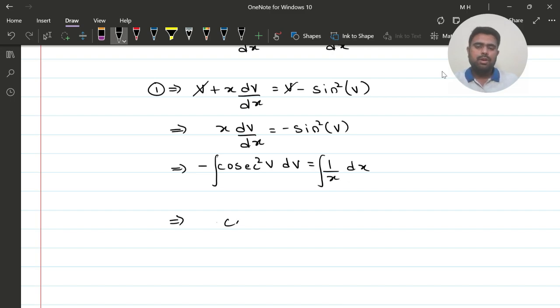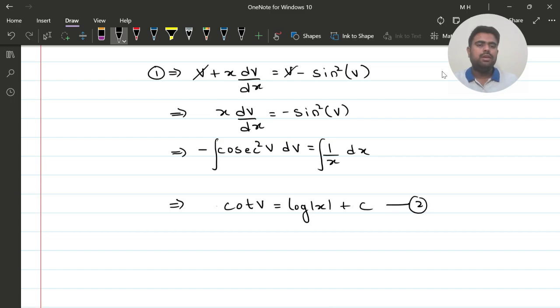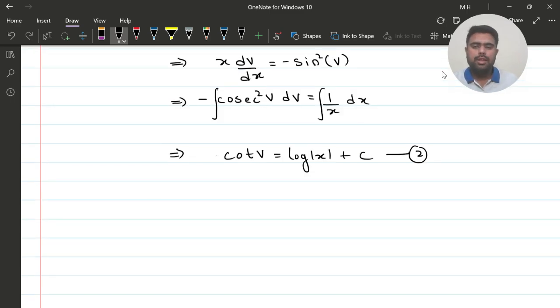So it is cot v equal to log mod x plus c. So that is what you have. I will call this equation 2. Equation 2 now is which solution? It is the general solution. Therefore equation 2 is the general solution.